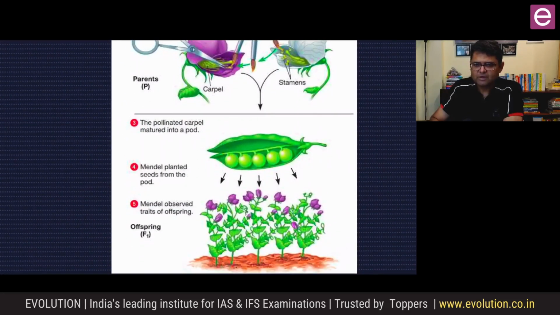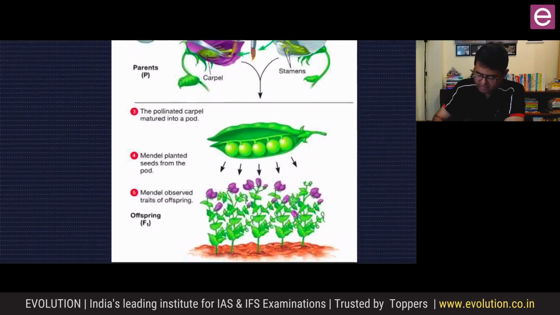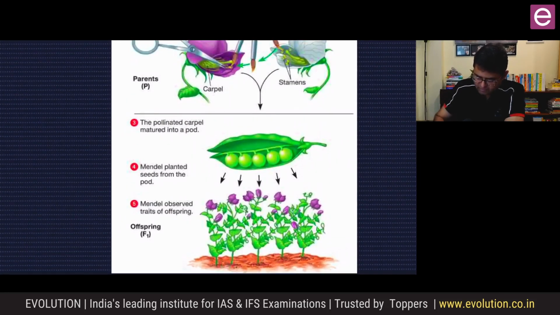So then he pollinated, the pollinated carpel matured into a pod. Then Mendel planted the seeds from the pod, and then he observed the traits of the offspring, that now if the offsprings are having purple flower or white flower.